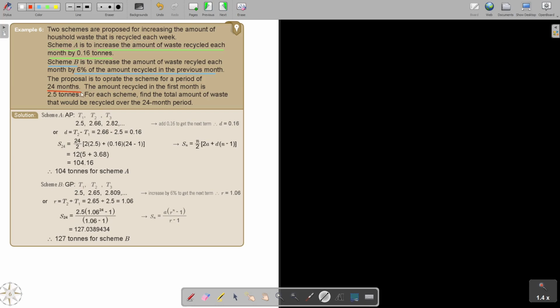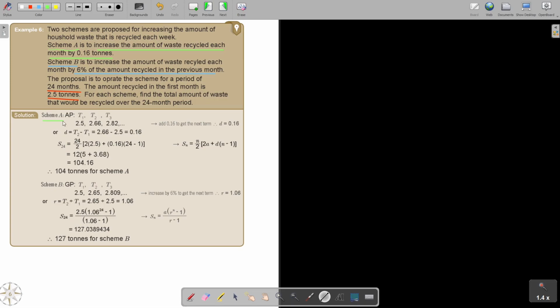Very important, the amount recycled in the first month is 2.5 tons. For each scheme, find the total amount of waste that would be recycled over the 24-month period. Okay, so let's just start.